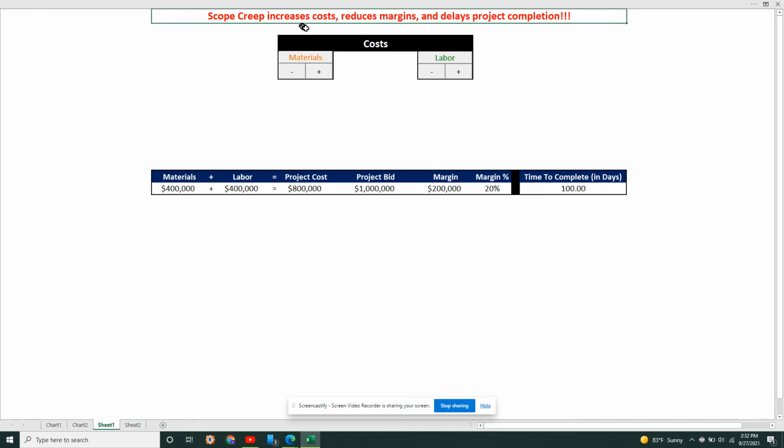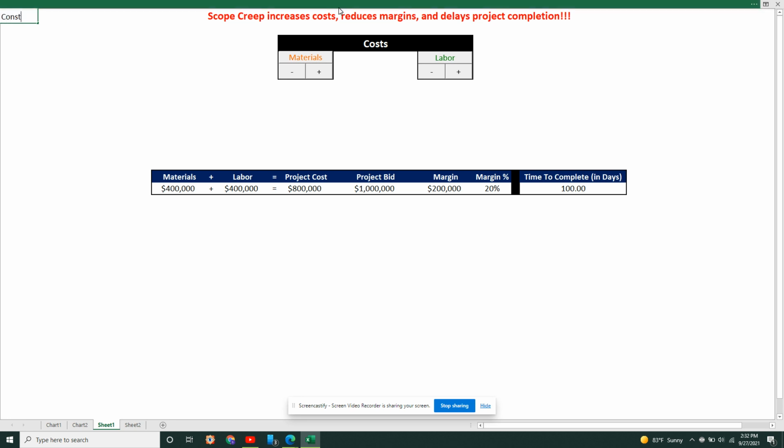All right, let's talk about the triple constraints of project management and scope creep and how it increases costs, reduces margins, and delays project completion. So I'm going to demonstrate the triple constraints by example here. So let's imagine that this is a construction or a software example. It doesn't matter, just any project, okay?